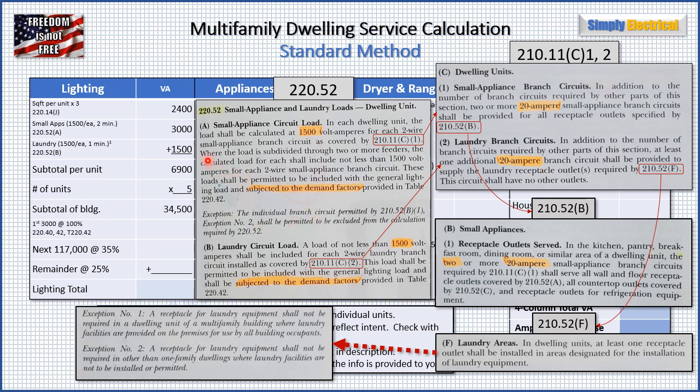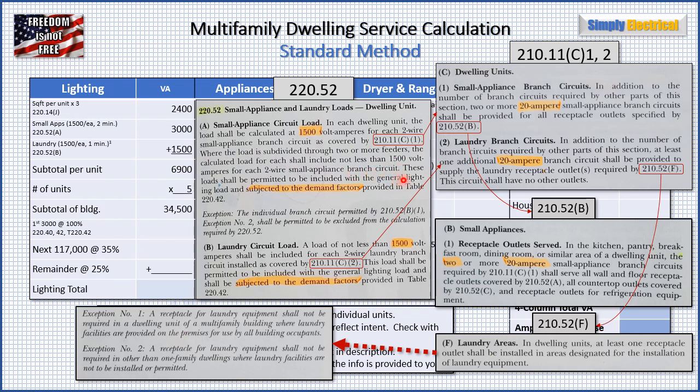Next sentence here says where the load is subdivided through 2 or more feeders, the calculated load for each shall include not less than 1500 volt-amperes for each 2-wire small appliance branch circuit. All that's saying is if the small appliance circuits are coming in on 2 different feeders, you need to figure 1500 volt-amps for each 2-wire circuit. It seems pretty self-evident that you would need to do that, but they're just making it clear.